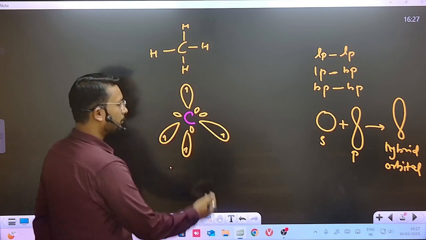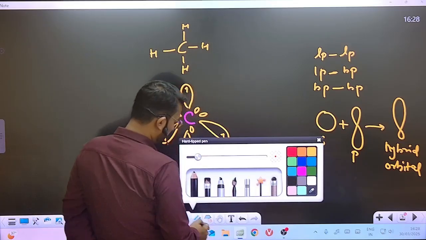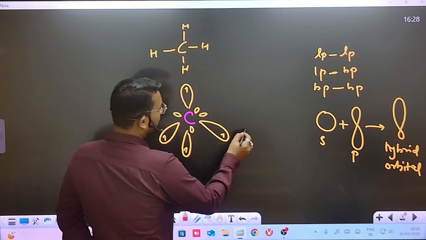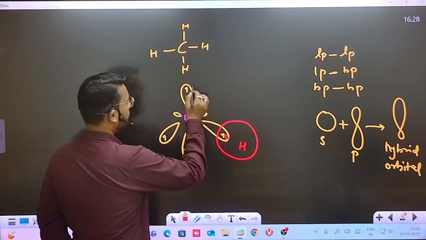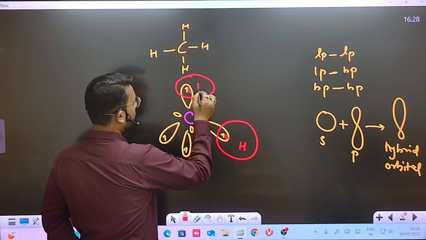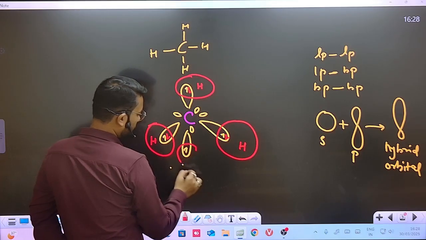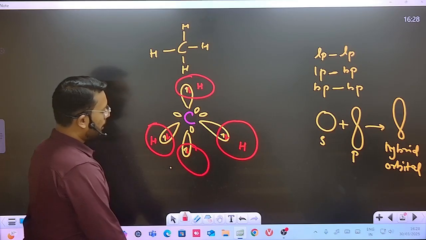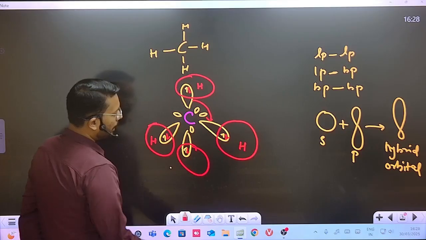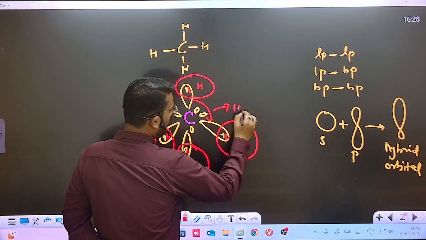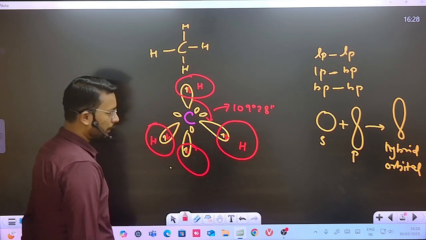So that only orbital I have made. Now 4 hydrogen atoms will come with their 1s electron and do bonding with this carbon. And the bond angle which is made between these two hydrogen bonds is 109 degrees and 28 minutes. I hope I am clear with this.